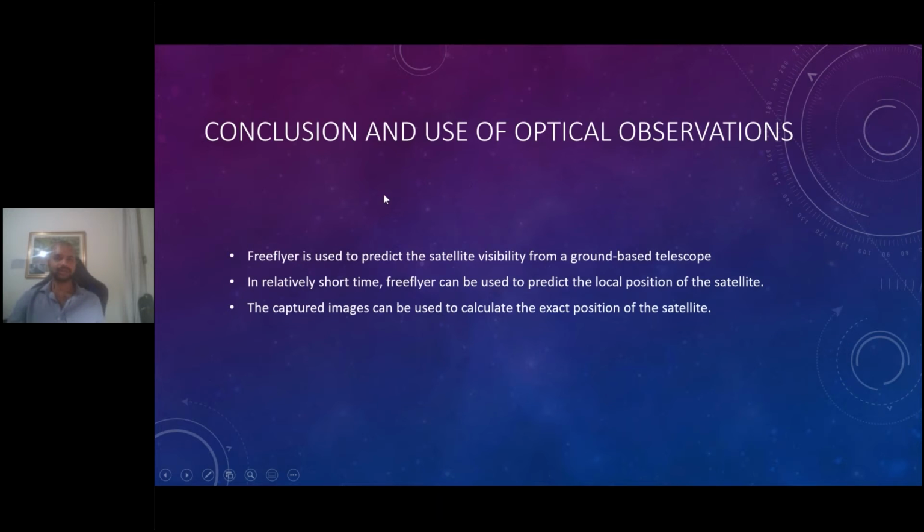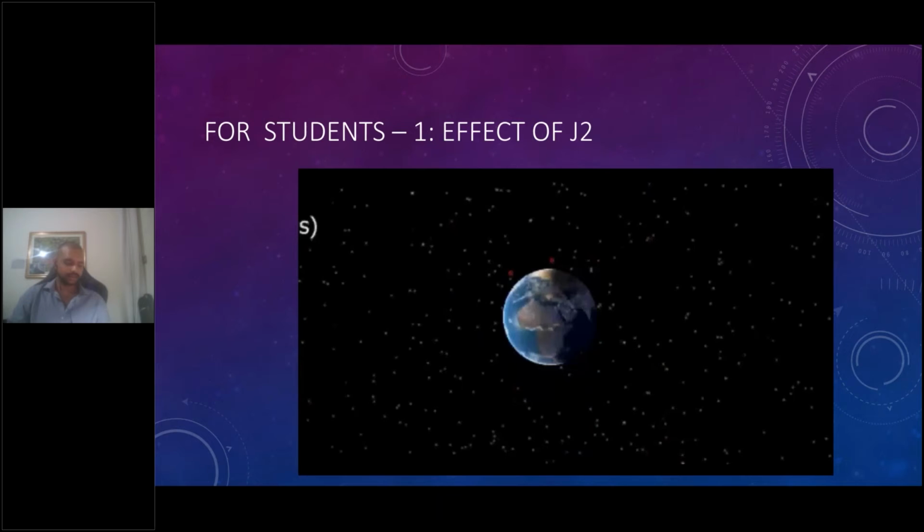Conclusion and the use of optical observations. We initially tried to work with MATLAB, which took a lot of time to get the code working and predict the right observations. But with FreeFlyer, it could be done in a very short time, and it could be used to predict the local position of the satellite.